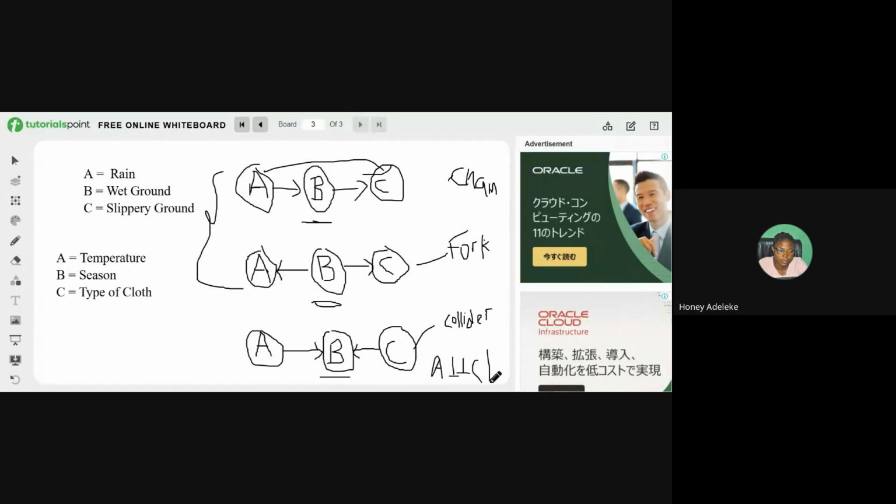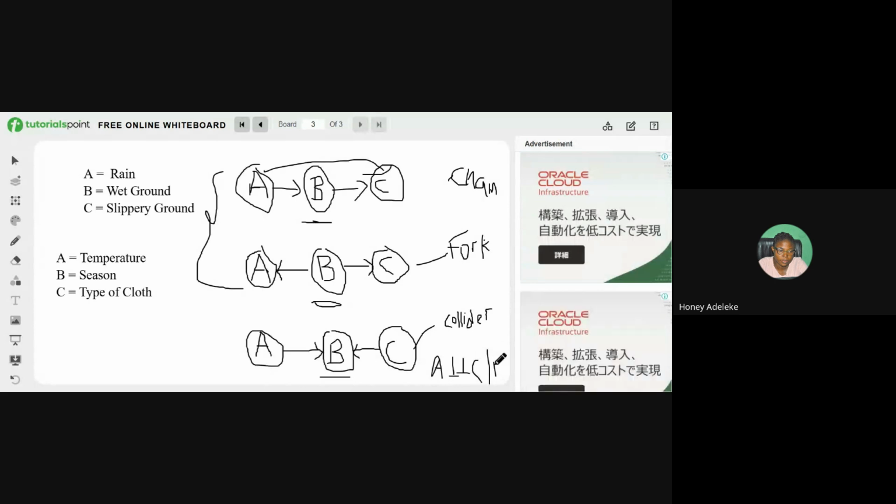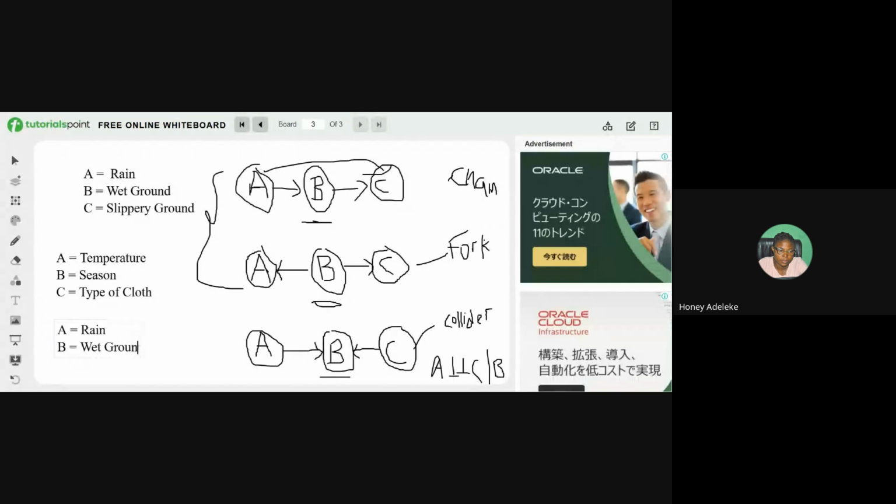With C given B. Now, a practical example of a collider is this. Let's assume we have our A to be rain, our B to be wet ground, like the example Mrs. Kafaya used, and then our C to be sprinkler.